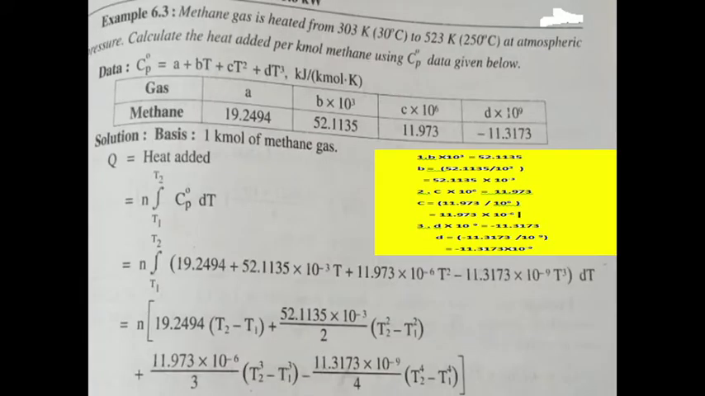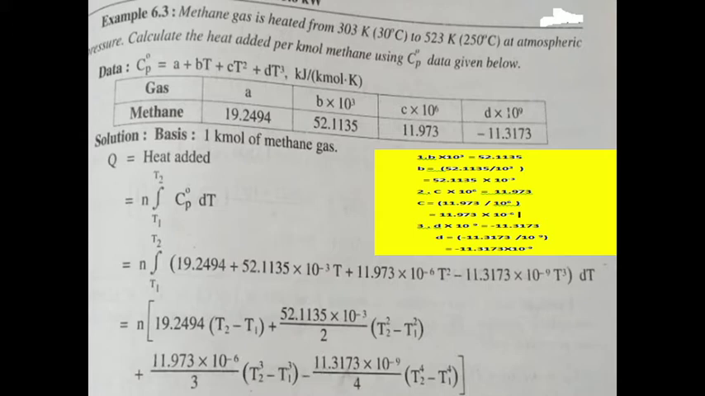First problem: methane gas is heated from 303 Kelvin to 523 Kelvin at atmospheric pressure. Calculate the heat added per kilomole of methane using the Cp0 data given below. The data is Cp0 equal to A plus BT plus CT square plus DT cube, in kilojoule per kilomole Kelvin. So, for the component methane, the A, B, C, D values are given.